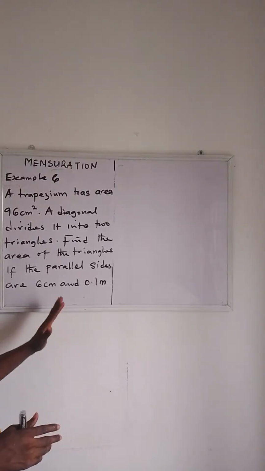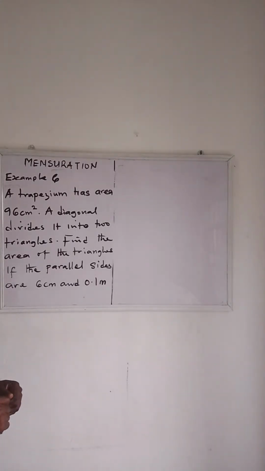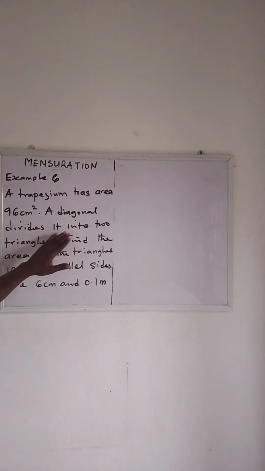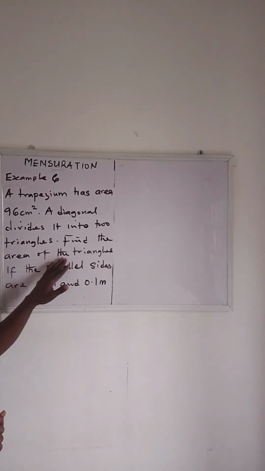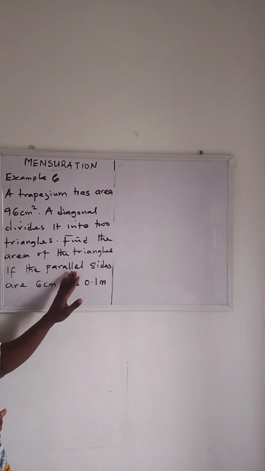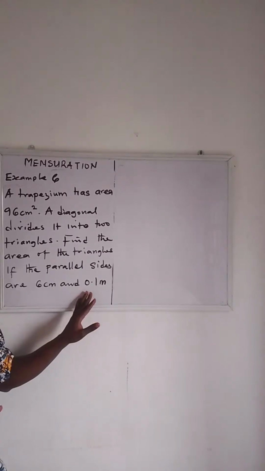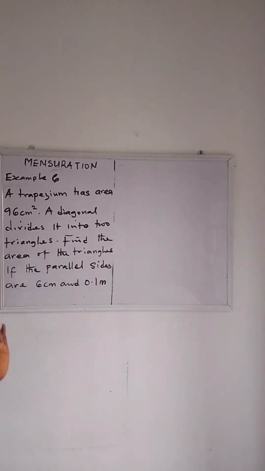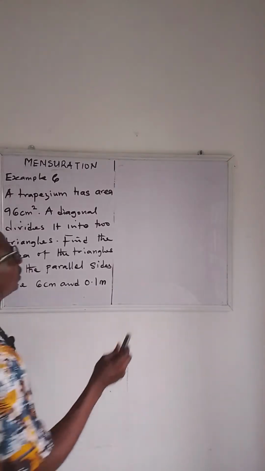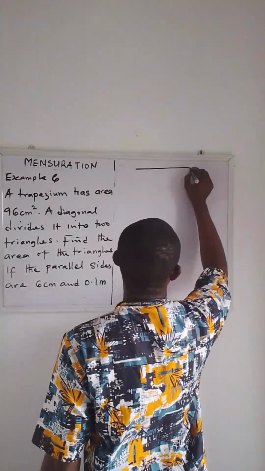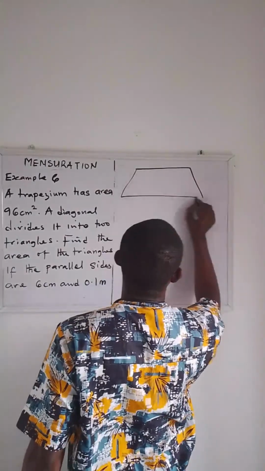So now let us look at this question. A trapezium has area of 96 centimeters square. A diagonal divides it into two triangles. Now, find the area of the triangles if the parallel sides are 6 centimeters and 0.1 meters. Now, the first thing I need to do is to draw the diagram. Let me draw the diagram and let's see what it looks like. Okay, a trapezium looks like this.